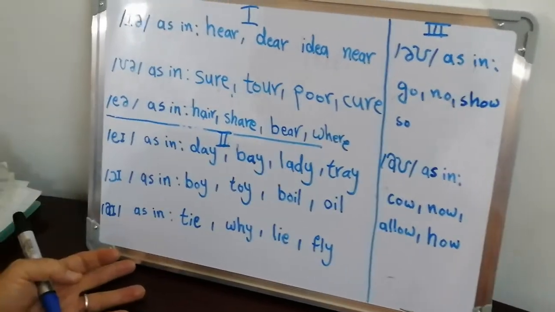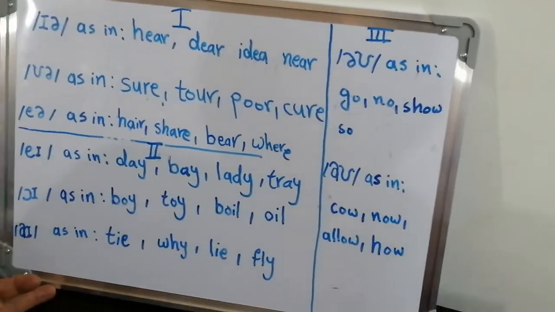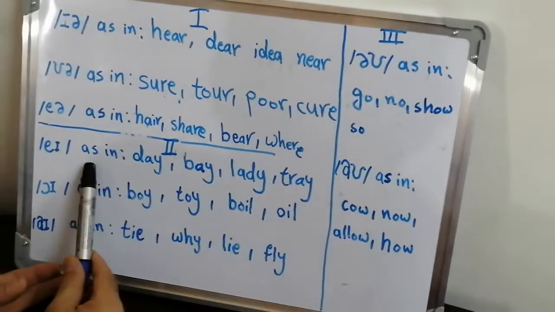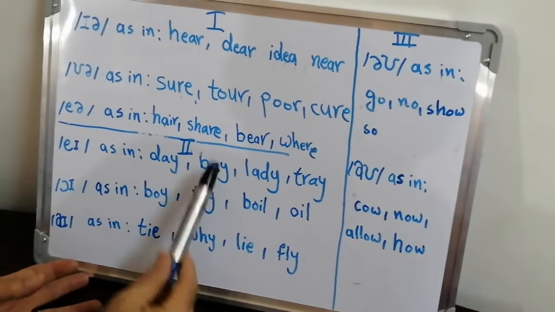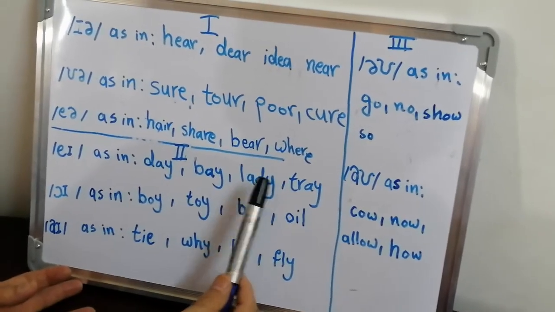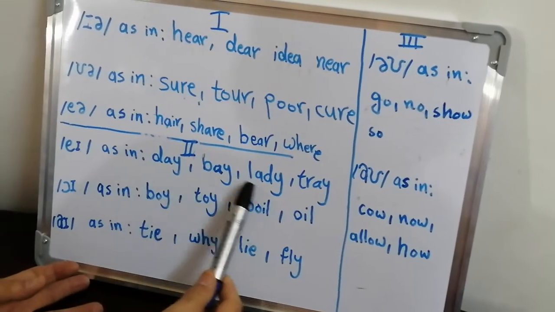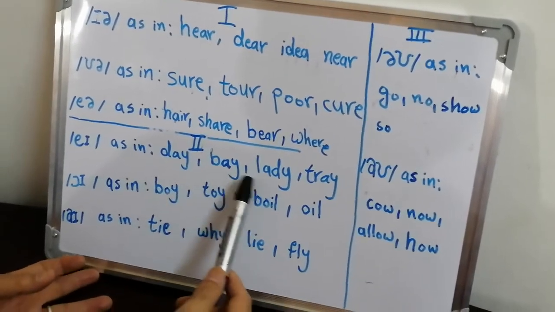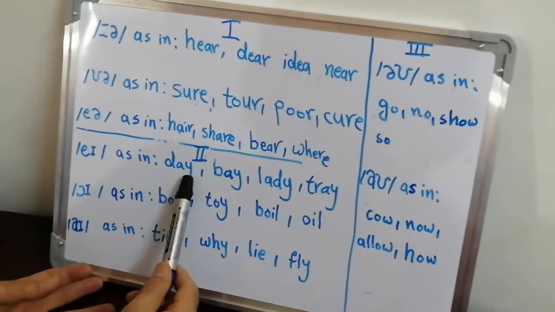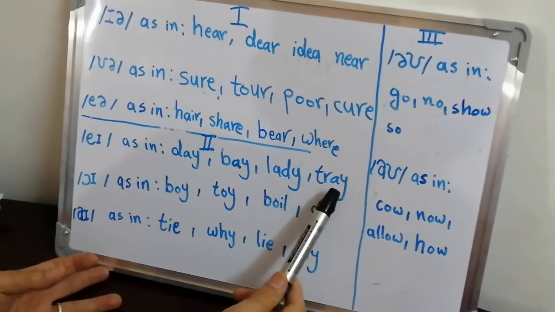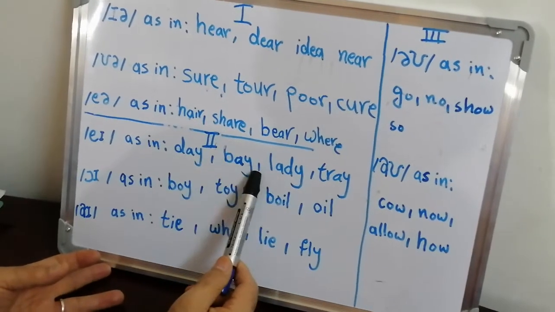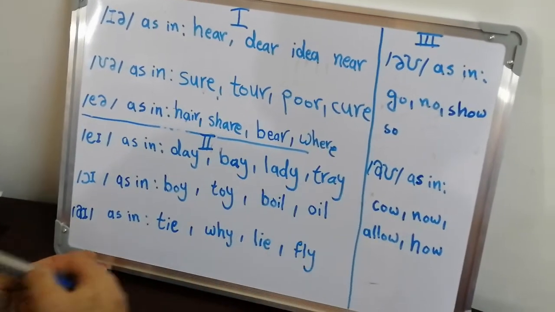This vowel sound is pronounced as "ay," as in day, bay, lady, tray. See, these words end in the letter y at the end of each word.